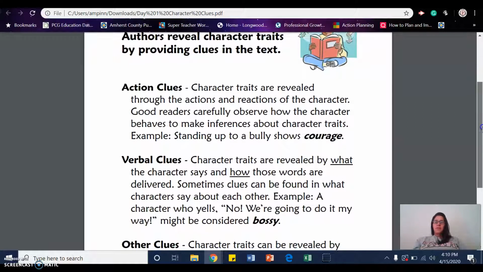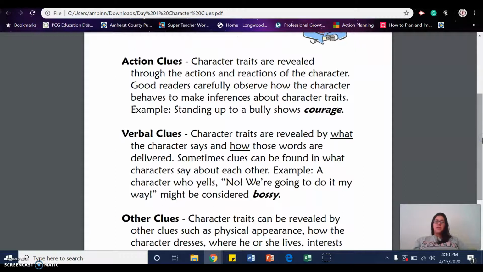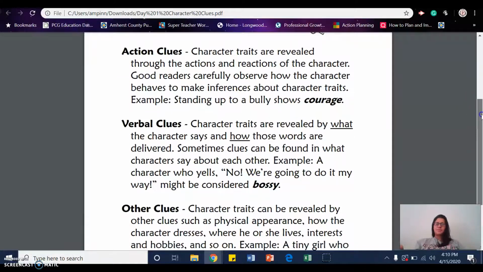Then you have verbal clues. And this is a character trait that is revealed by what the character says and how those words are delivered. So let's look at the example. A character who yells, "No, we're going to do it my way." They may be bossy, or what you would call bossy. So the first one is what they do. The second clue is how they say it.